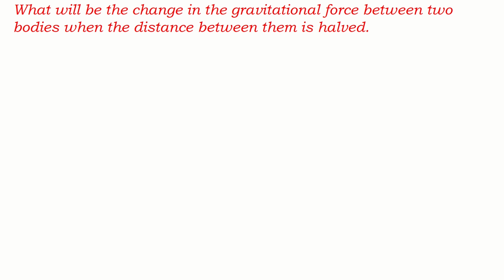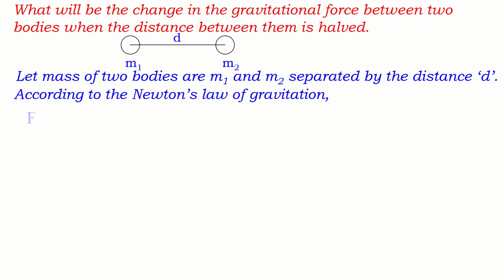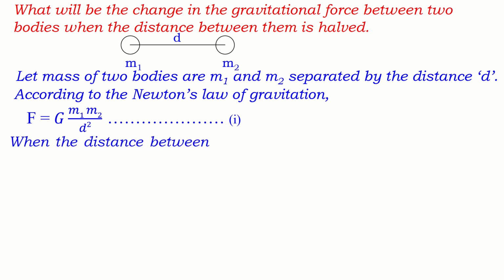Now let's talk about another case. What will be the change in the gravitational force between two bodies when the distance between them is halved? Let the masses of two bodies be m1 and m2 separated by the distance d. Now according to Newton's law of gravitation, same as previous, F equals G m1 m2 by d square. This is taken as equation number 1.